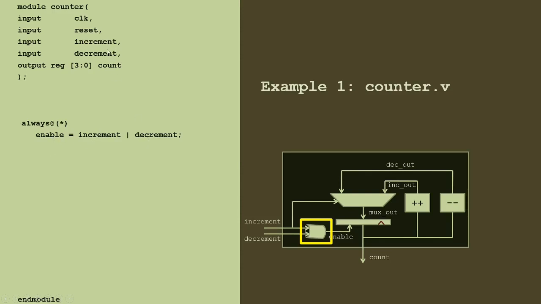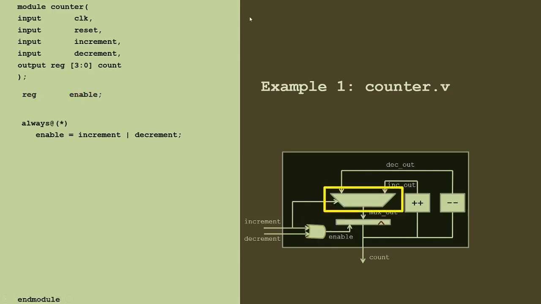Increment and decrement are already declared. I need to declare enable. What should enable be declared as, wire or reg? It should be declared as reg because it's an always block. It's not a register, but it's an always block. That's why we are assigning it in an always block. So I need to declare it as a reg.